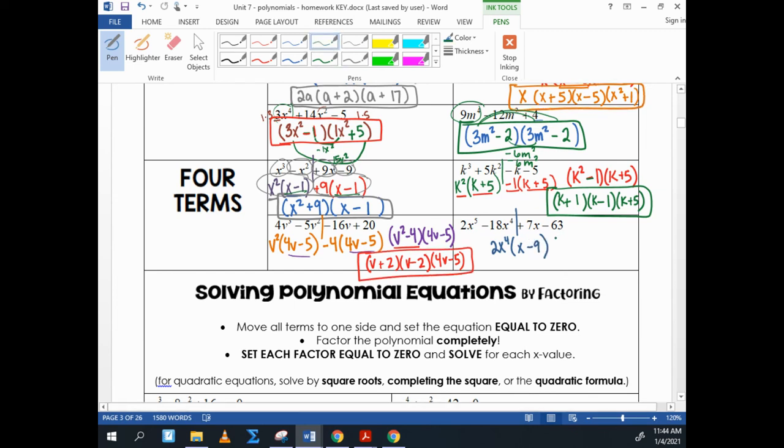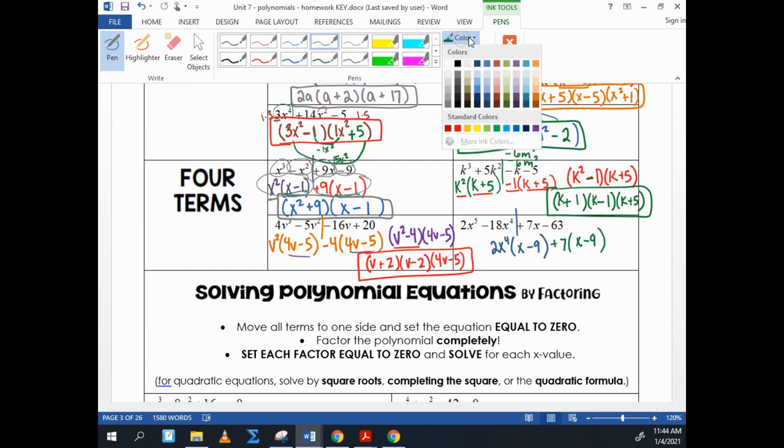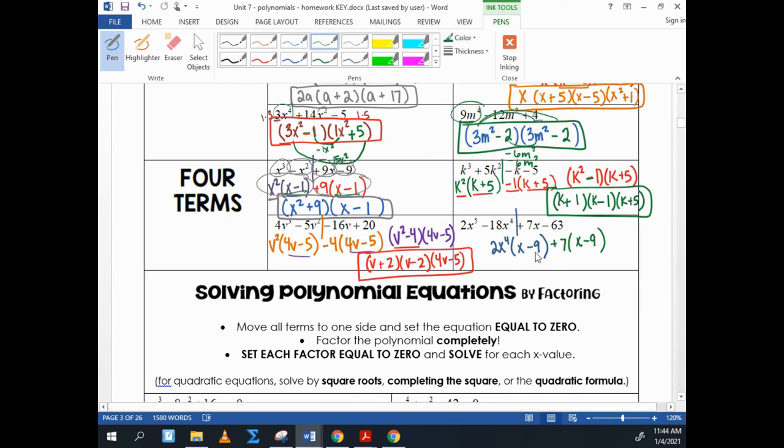On this one, I've got a 7. Let's factor out a positive 7. And then I've got an x minus 9. Perfect. And then we can just rewrite this as a grouping of 2 binomials. Got the x minus 9 as one of my binomials. And I've got a 2x to the 4th plus 7. Those are just, remember, the 2 of what I factored out right there.